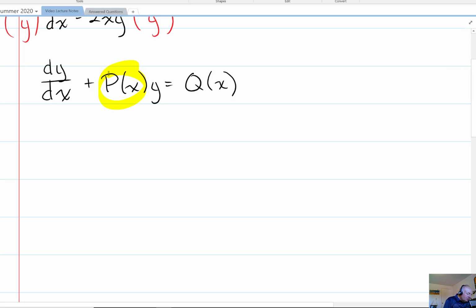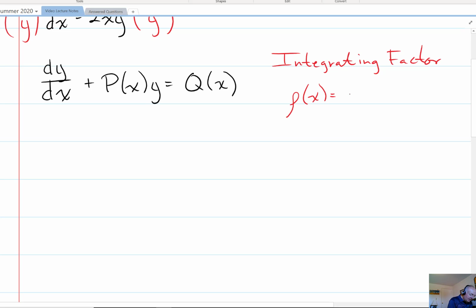All right. So if this is the differential equation that we've got, we can solve this by using an integrating factor. And what is the integrating factor we're going to use? It looks like this. We'll call it rho, rho of x. So it's a function of x. Doesn't really matter what we call it. Here it is: e raised to the integral of p of x dx. So we've got to find the integral of p of x and then exponentiate it. And then that's our integrating factor.